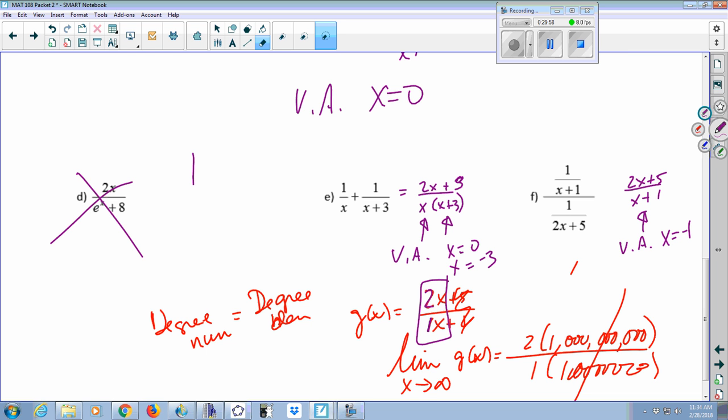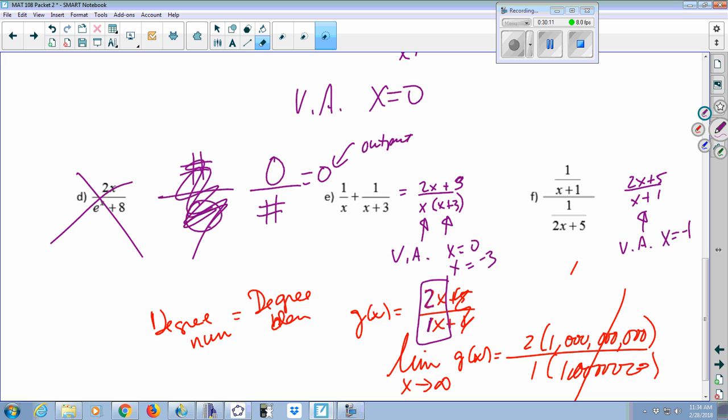Now, here's the big one that students often forget. If you have 0 divided by a number, you get 0. So if 0 is your output, then to find your horizontal intercepts, your x-intercepts, you want your output to be 0. You just set your numerator equal to 0. Set your numerator equal to 0. That's your x-intercepts.